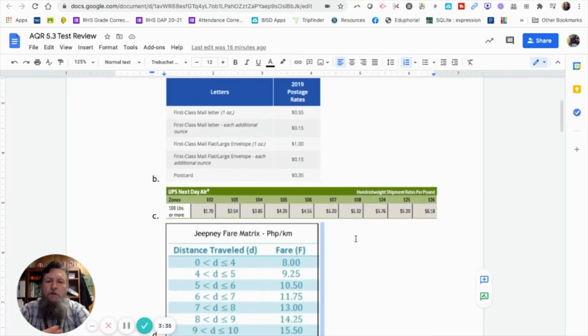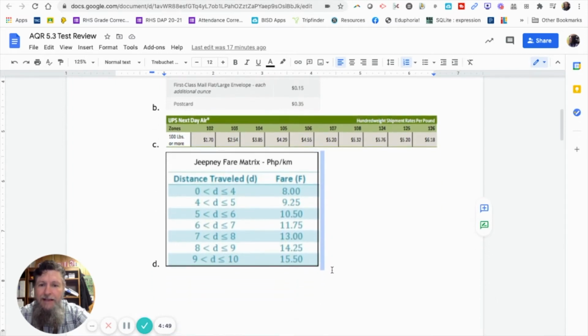Okay, next we're looking at the UPS next day air, and there are different zones per 100 pounds or more. This is cost per 100 pounds or per pound. Anything over 100 pounds is $1.70 a pound going to zone 102, $2.54 going to zone 103, and the rate goes up depending on which zone you're going to. The cost really depends on the zone. It is linear when you're talking about per pound going to a different zone, but the zones are set up as a step function. You see the rate going to different areas costs more.